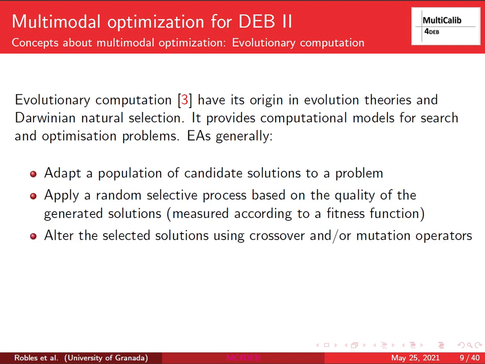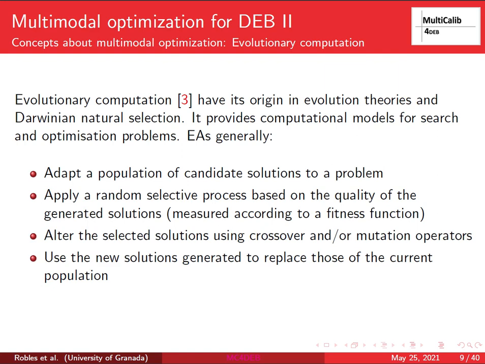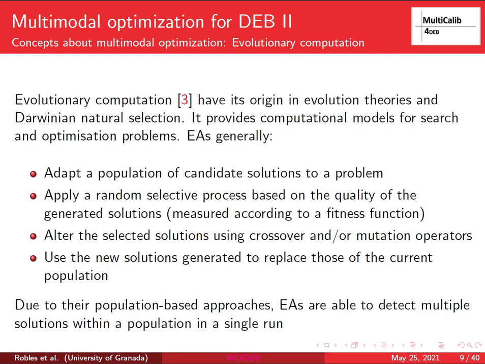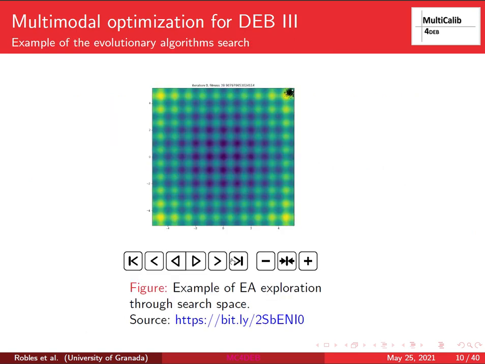Then the selected individuals are combined using crossover and/or mutation operators. And the new solutions replace some of the previous ones to evolve to a new generation. By doing so, evolutionary algorithms are able to find more than a single solution in a single algorithm run. In the current animation, you have a visual example of how an evolutionary algorithm explores a problem search space by combining the parameters of their individuals.